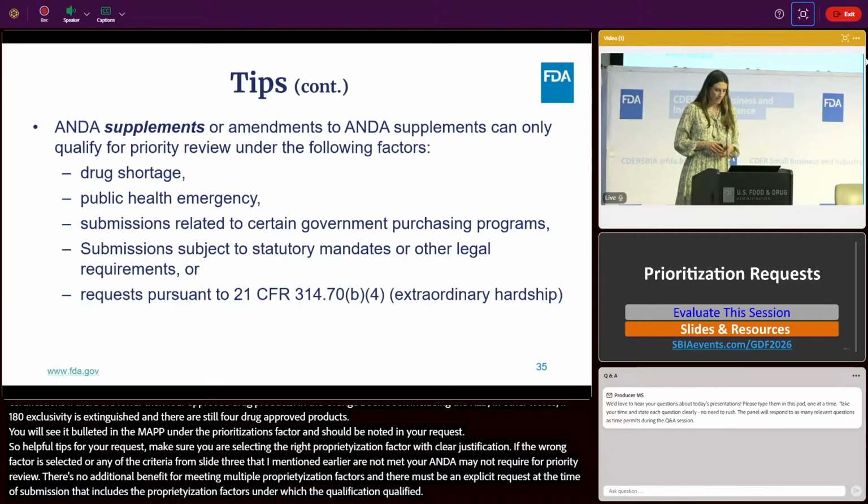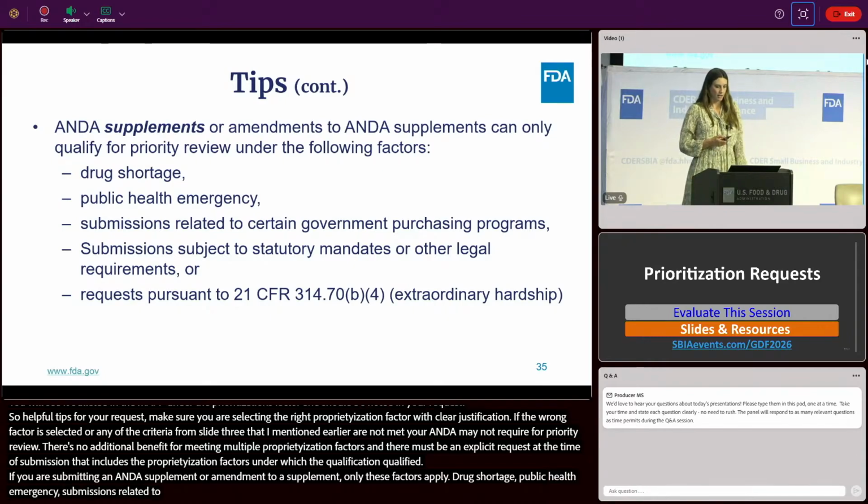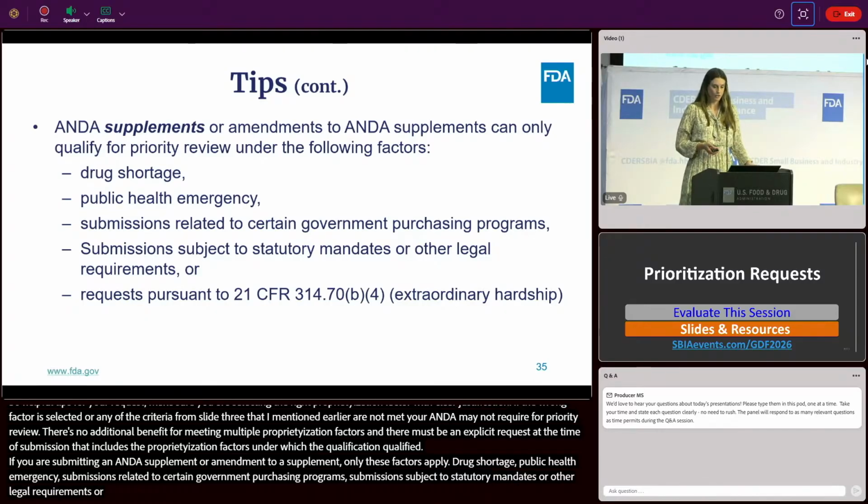If you are submitting an ANDA supplement or amendment to a supplement, only these factors apply. Drug shortage, public health emergency, submissions related to certain government purchasing programs, submissions subject to statutory mandates and other legal requirements, or requests pursuant to 21 CFR 314.70(b)(4), otherwise known as extraordinary hardship.